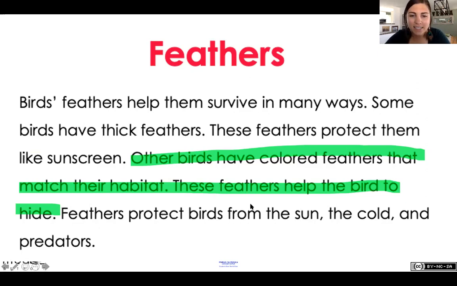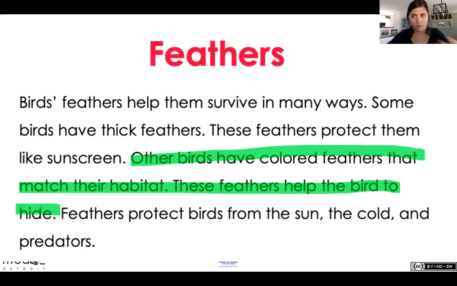So let's take a look at that last sentence again. These feathers help the bird to hide. So think about the female birds. Think about when they have their babies. Think about what they do. What do the ducks do? Remember, they sit in the grass and they hide. And what color were the female ducks? Remember Just Ducks? What color were the female ducks? They were brown, so that way they could kind of hide with the vegetation on the ground.